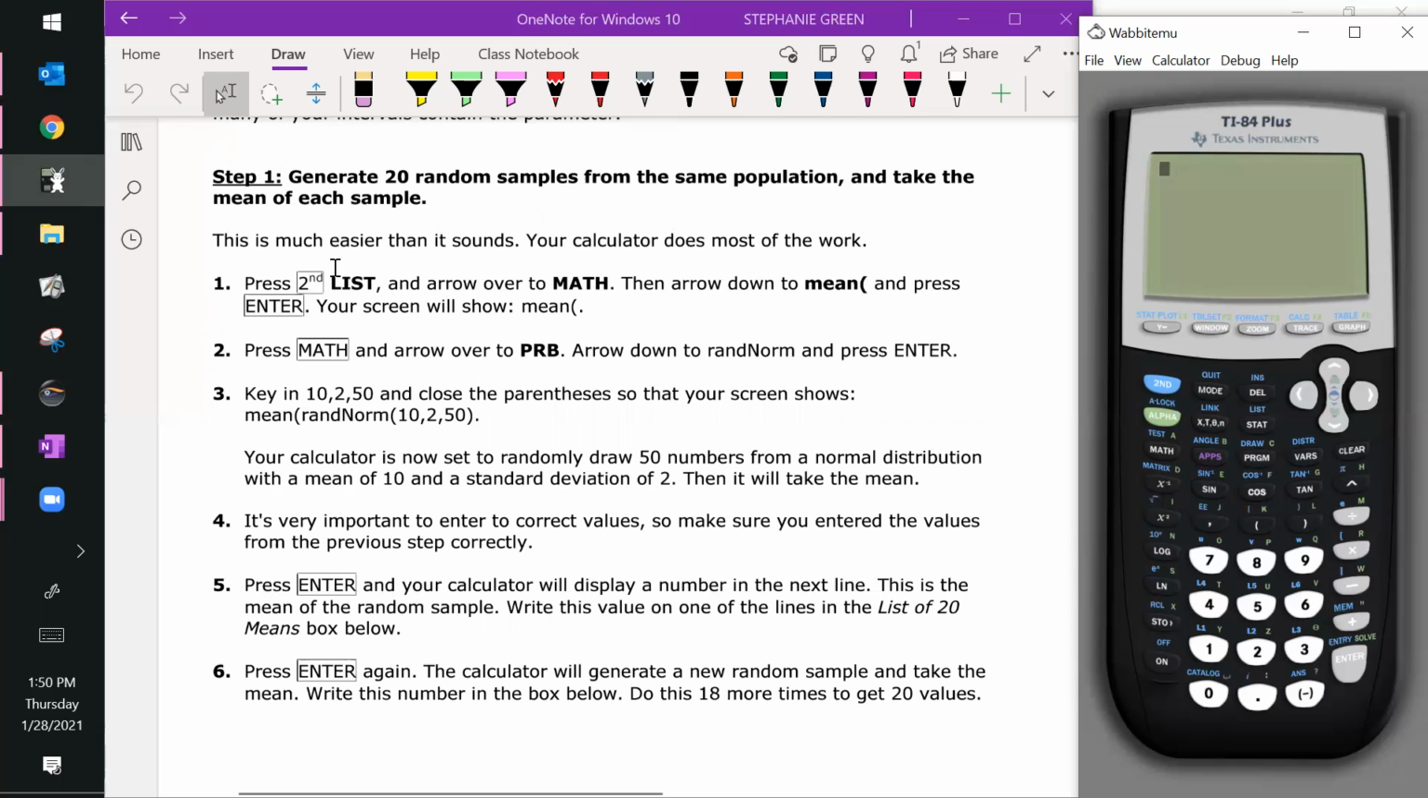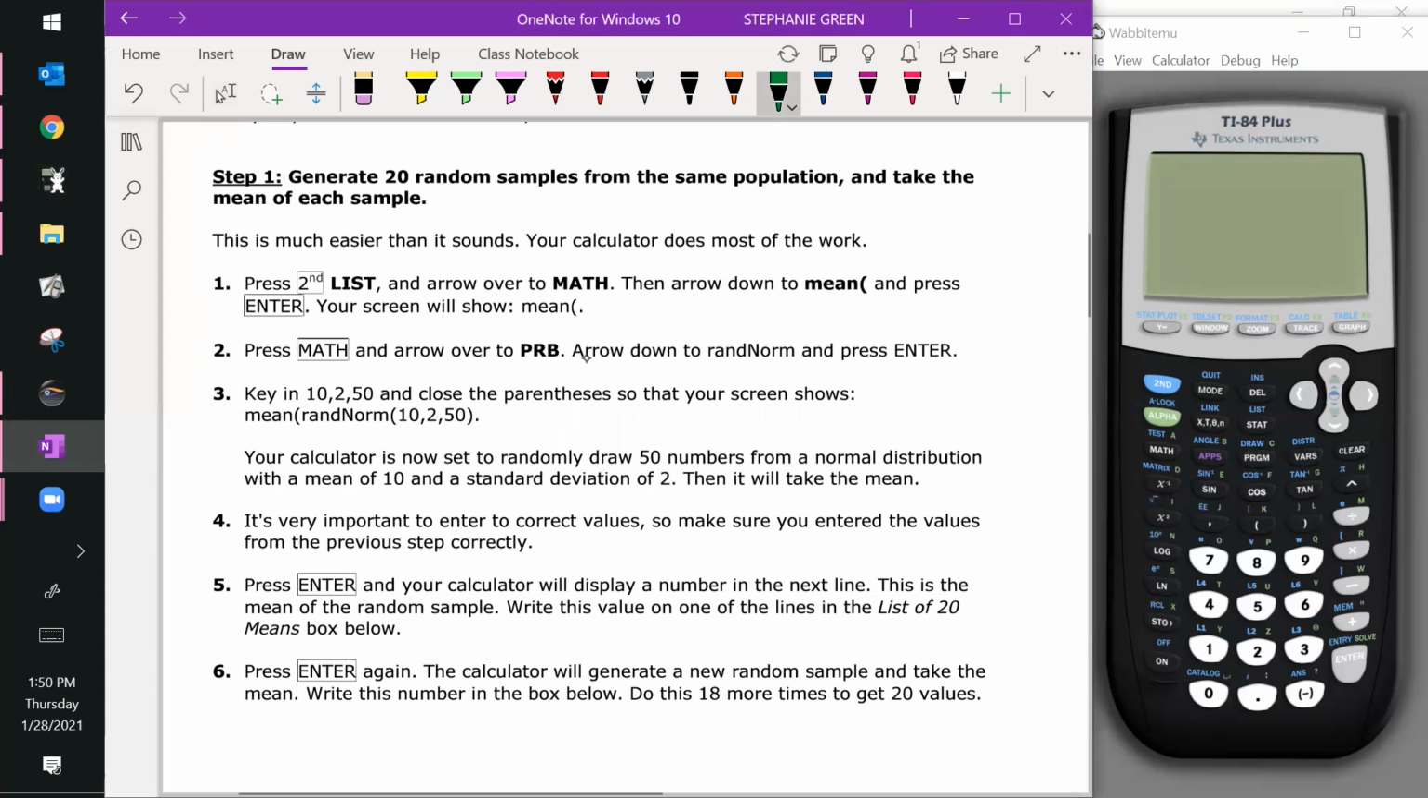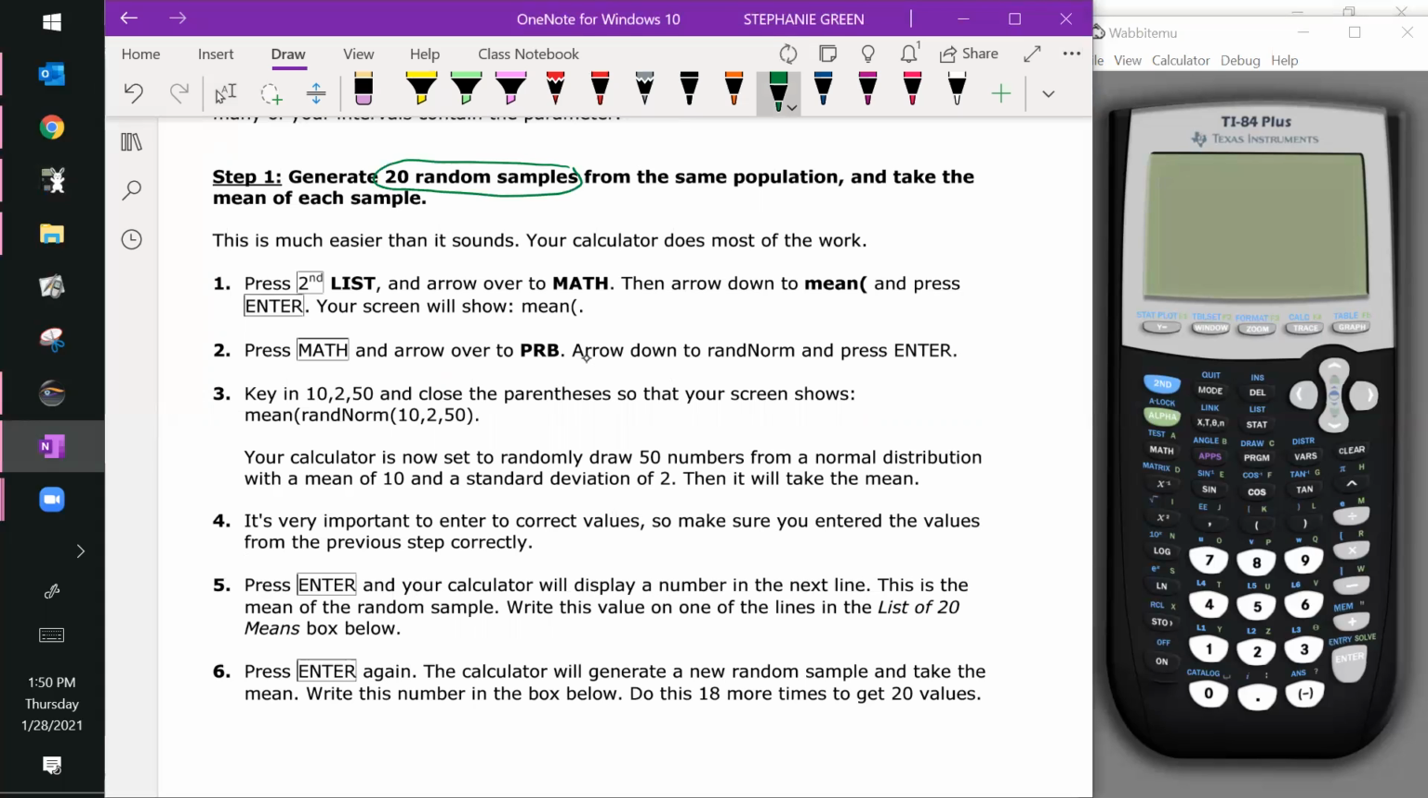The first thing that we're going to do is generate 20 random samples from the same population and take the mean of each sample. There's a couple things about the population here that they don't really mention at the beginning. It says we're going to generate 20 random samples, so 20 total samples. And when I come down here to actually do it, we can see they want every sample to be of size 50.